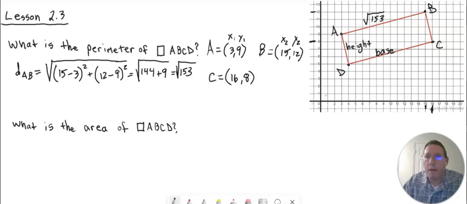Now we know that CD is the same length. So down here we're going to say that CD is the square root of 153 as well, okay? Now let's find BC, okay? So for BC, we're going to get rid of this. We're done with A, okay? We just need B and C.